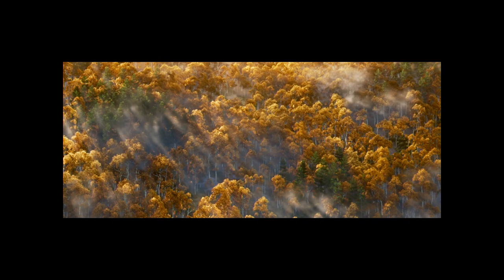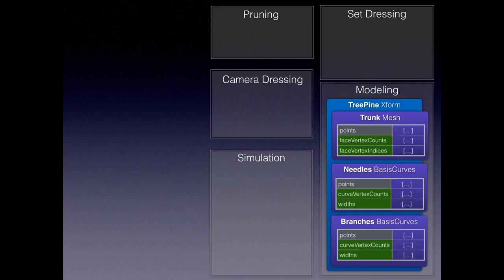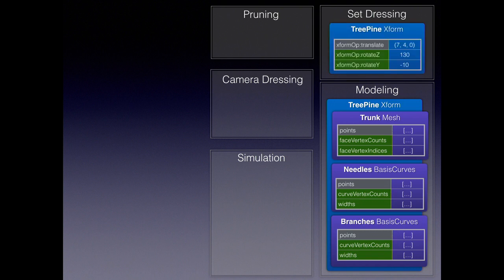To provide a motivating example, I want to talk a little bit about a forest and what kind of work goes into just one tree in that forest. So our modeling department is going to model that tree. They're going to provide a mesh and some curves to represent the geometry of that tree. Our set dressing team is going to place that tree into a set along with a bunch of other trees.